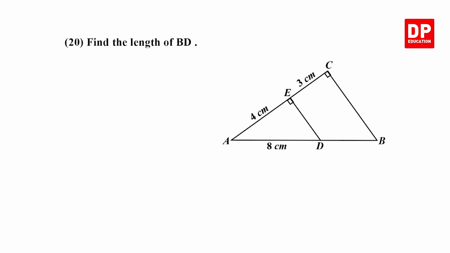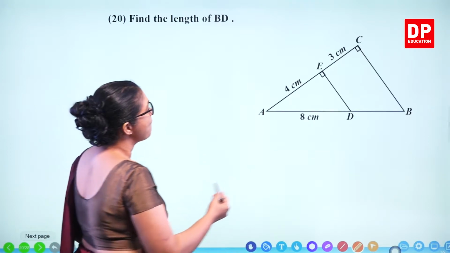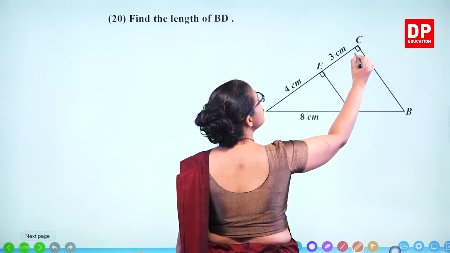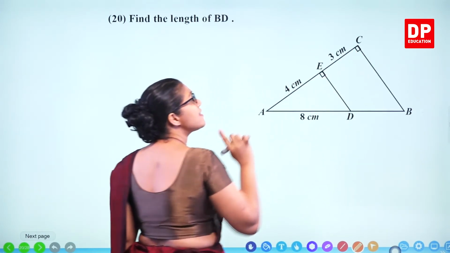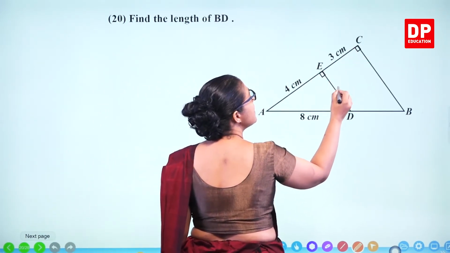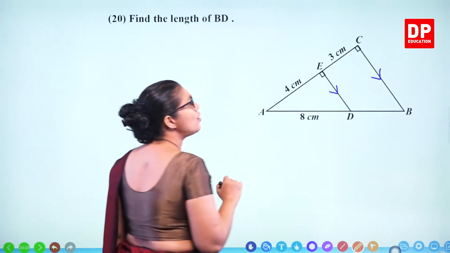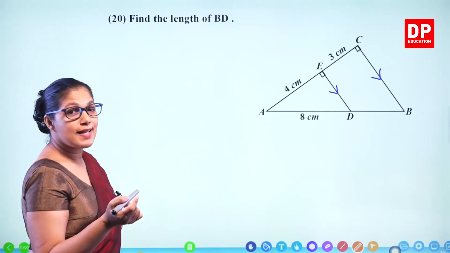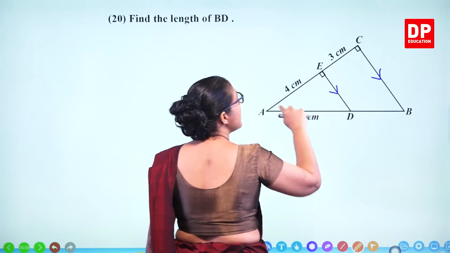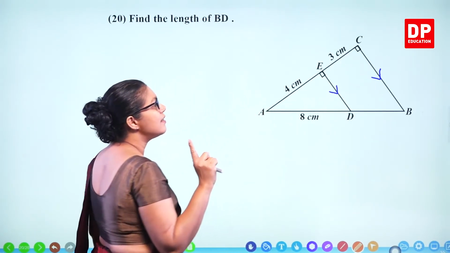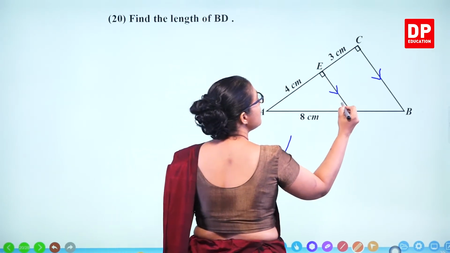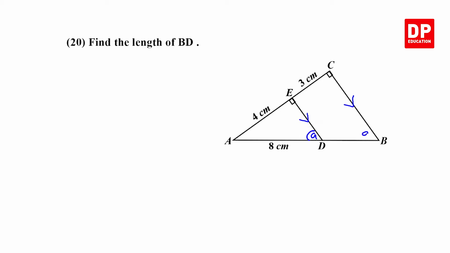Question number 20. Find the length of BD. This length. So here, can you see this is 90, this is 90. Corresponding angles are equal. That's 90 degrees. If corresponding angles are 90 degrees, this is parallel to this one. So if two lines are parallel, what can you say? You can say these two triangles are equiangular. Can you see? You can write this angle is equal to this angle.